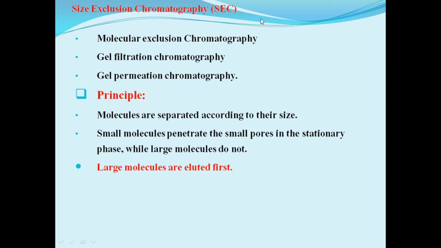Size exclusion chromatography. These are the types: molecular exclusion chromatography, gel filtration chromatography, gel permeation chromatography. Principle of size exclusion chromatography: molecules are separated according to their size. Small molecules penetrate the small pores in the stationary phase, while large molecules do not. Large molecules are eluted first.